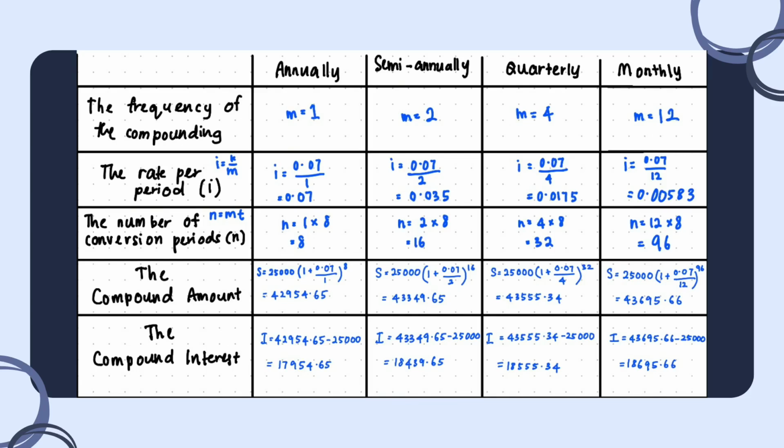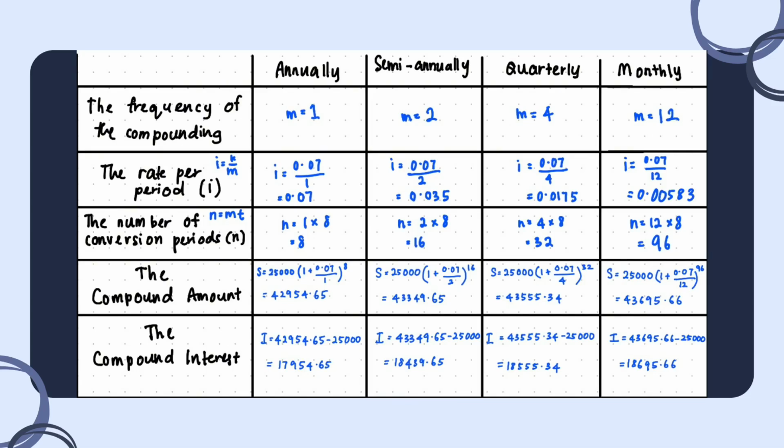43349.65. For quarterly, S equals 25,000 bracket 1 plus 0.07 divided by 4 bracket to the power of 32 equals 43555.34. For monthly, S equals 25,000 bracket 1 plus 0.07 divided by 12 bracket to the power of 96 equals 43695.66. For the compound interest, we use the formula I equals S minus P.